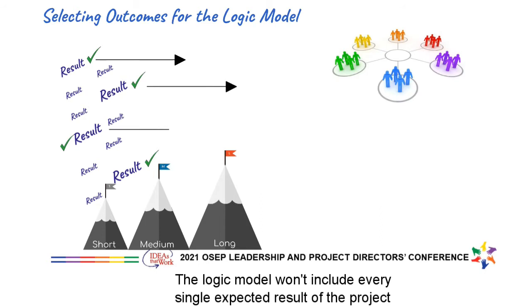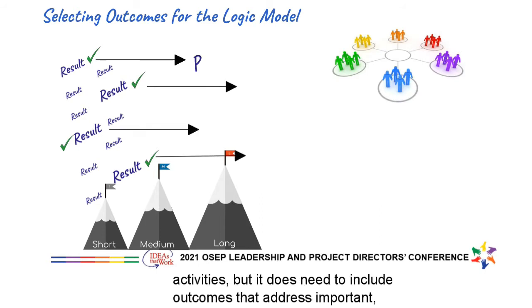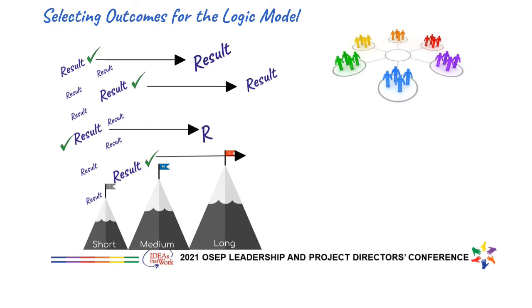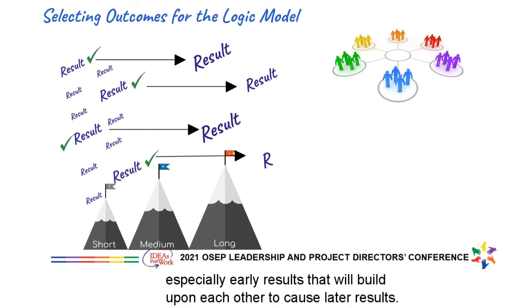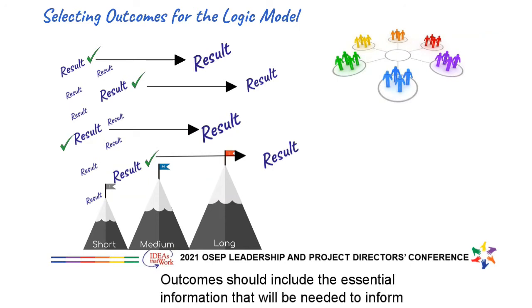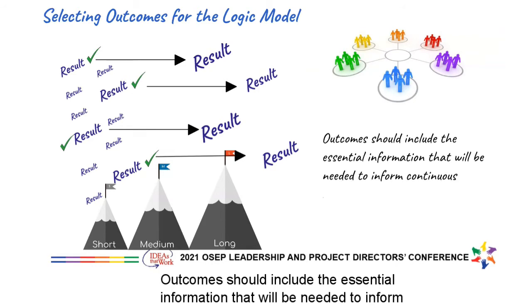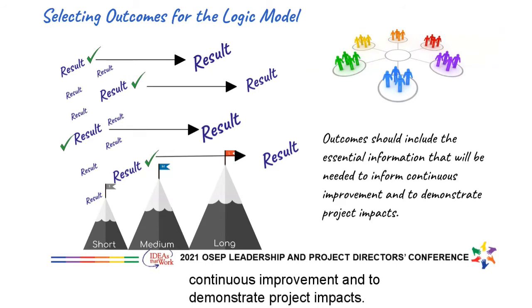The logic model won't include every single expected result of the project activities, but it does need to include outcomes that address important expected results, especially early results that will build upon each other to cause later results. Outcomes should include the essential information that will be needed to inform continuous improvement and to demonstrate project impacts.